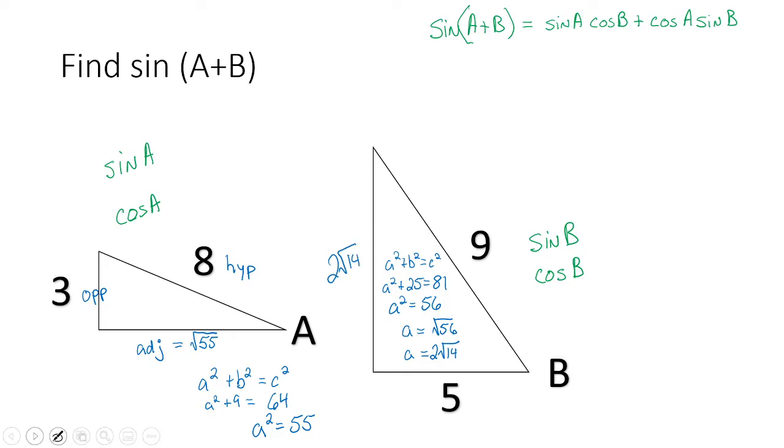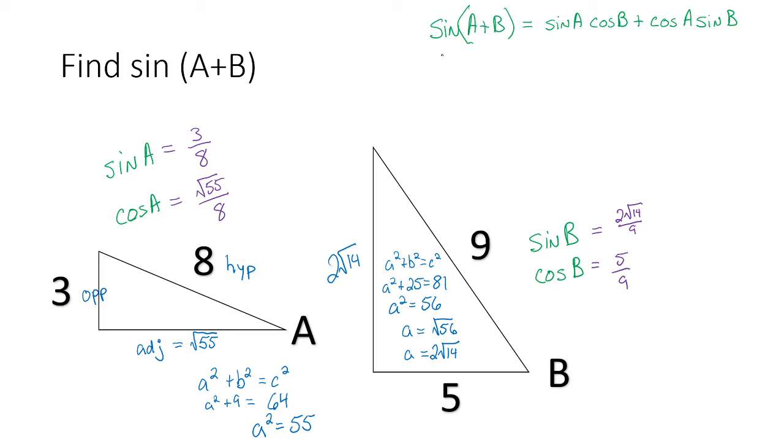Now we should be able to figure out my sines and cosines. The sine of A is the opposite side over the hypotenuse. The opposite side is 3. The hypotenuse is 8. For the cosine, the adjacent side is the square root of 55, and the hypotenuse is 8. I now have the sine of A and the cosine of A. I'm going to do the same thing with B. The sine of B is 2 root 14 over 9. The cosine of B is 5 over 9.